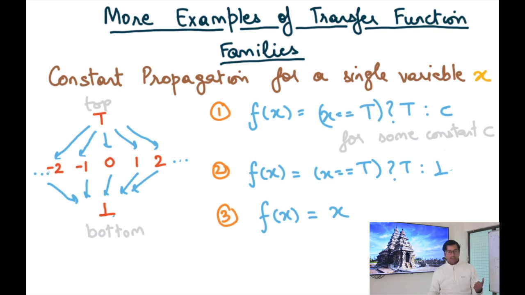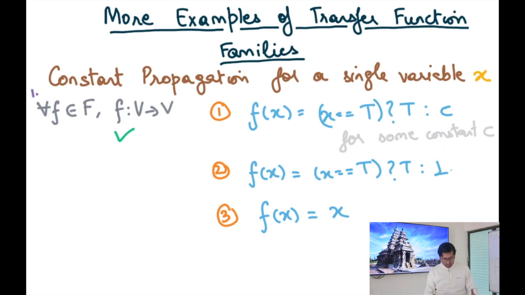Okay, so these are the three transfer functions, and I want to check whether this set of functions satisfies the rules for it to be a family of functions usable in a data flow analysis. And the first property was that for all the transfer functions belonging to this family, which is this family of three functions, is it true that all the functions map the same domain of values, take a value from the domain of values and return a value again in the domain of values?